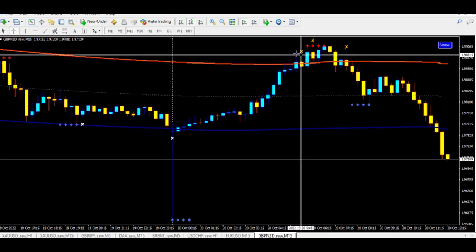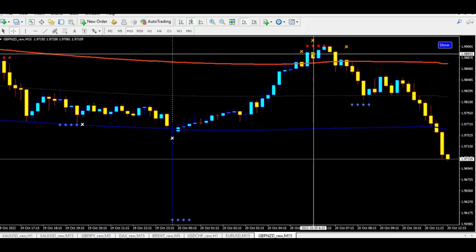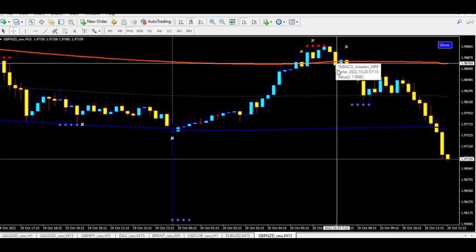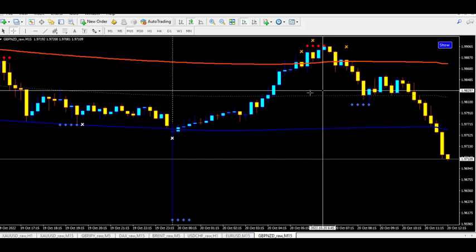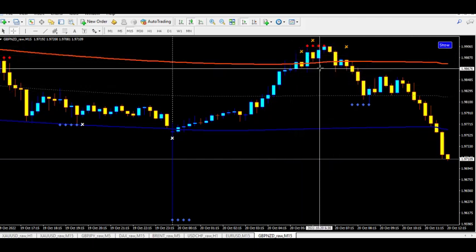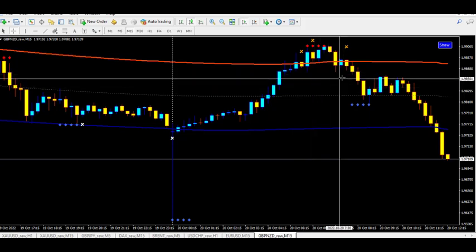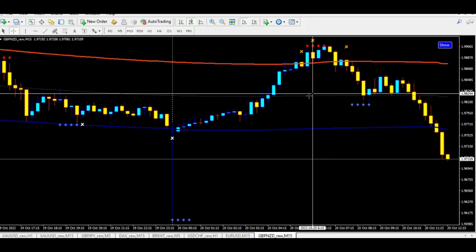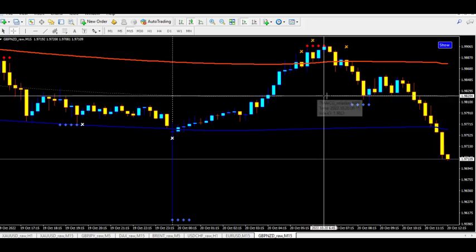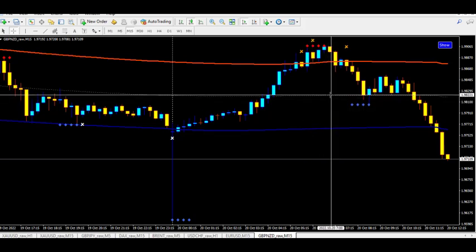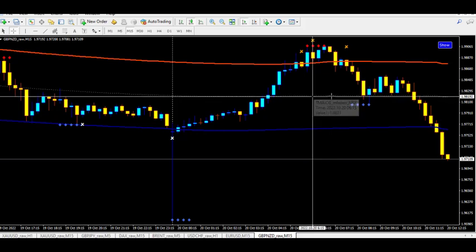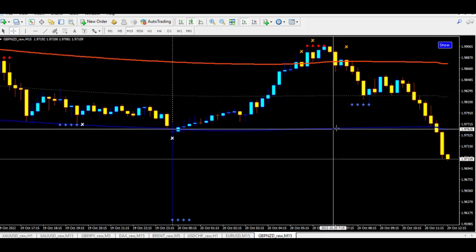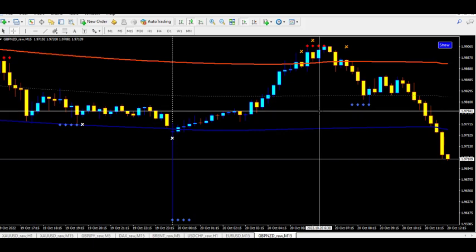So once I have the two in agreement, the next thing I'm going to do is place my trade, because I know in most cases it is going to hit my take profit. Your take profit is going to be the middle line of the TMA band at this point, either the middle or the last band, the lower band for a sell.